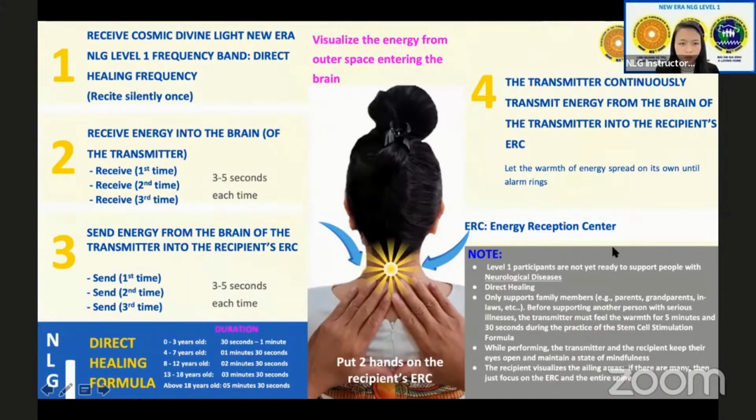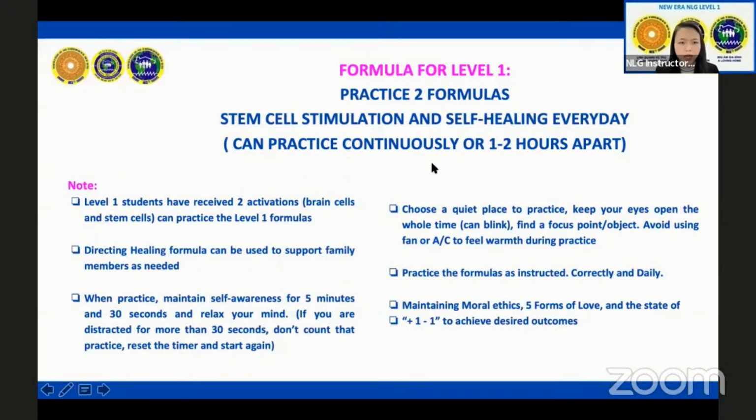All right, so I think that's about it for the formulas. And then we have the notes here. On a daily basis, you're encouraged to practice the stem cell stimulation and the self-healing formulas every day for yourself. You can practice these two formulas continuously, one after the other, or you can practice them 1 or 2 hours apart. Now, please note that level 1 students who have received 2 activations, the brain cell and the stem cells, can then practice the level 1 formulas. And direct healing can be used to support family members as needed. And that's what I just mentioned earlier.